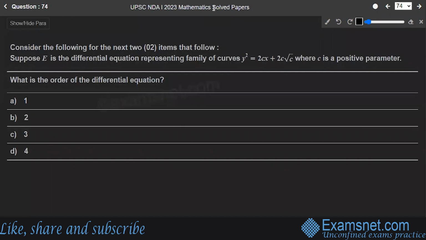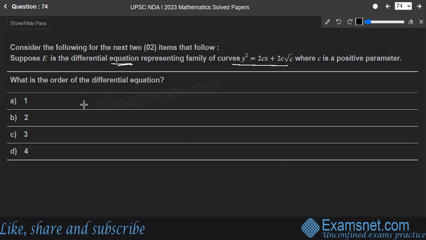Question number 74. So 74 and 75 will be based on this statement. Suppose E is the differential equation representing the family of curves, which is given by y square is equal to 2cx plus 2c root c, where c is a positive parameter. You have to find out the order of the differential equation.